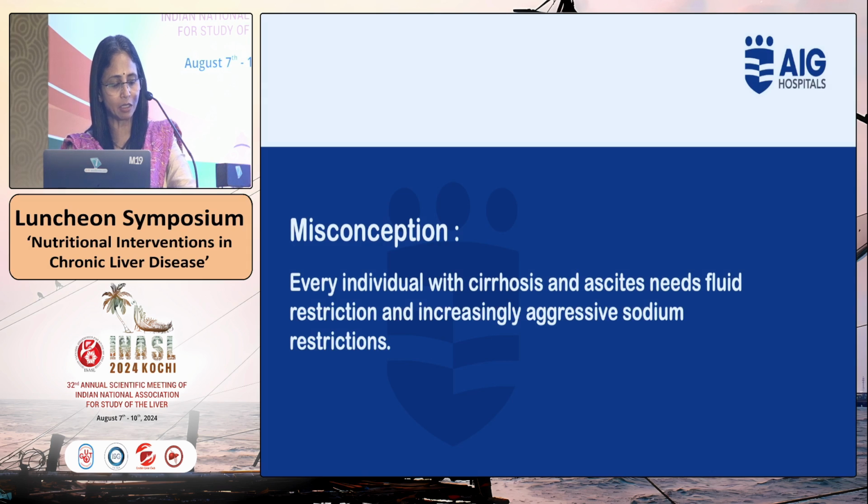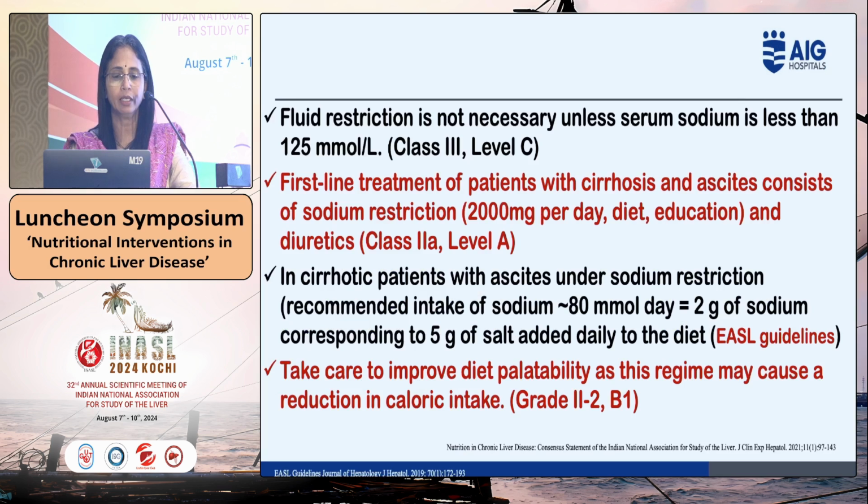There is always this misconception that patients with cirrhosis and ascites need a stringent fluid restriction and increasingly aggressive sodium restrictions. But that's always a myth. Counseling is needed for them to know that there has to be a restriction on salt, and fluid restriction only when the serum sodium level is below 125. So that is what this guideline is saying: the sodium restriction is around 2000 milligrams, translating to around 4 to 5 grams of salt, and this is what is advised.